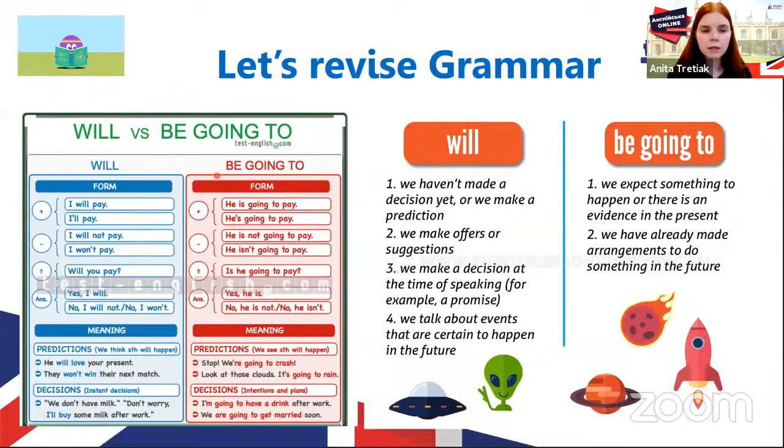So what does it mean? If you have the word I, you say I am going to or I'm going to. If you have the words we, you, and they, you use are. We are going to, you are going to, they are going to, and so on. But if you have the subject that is he, she, or it, you need the word is.